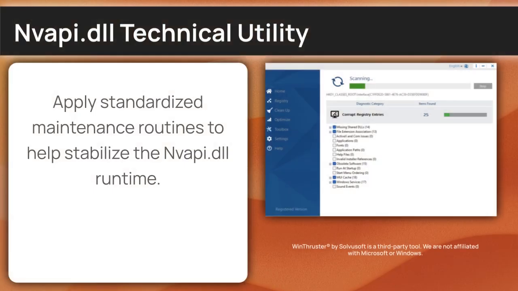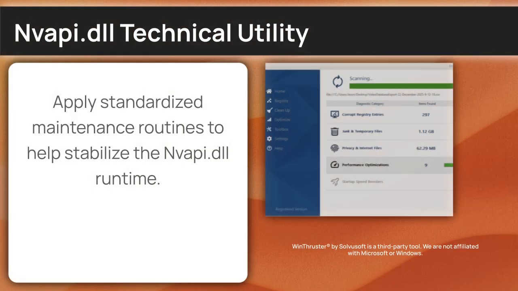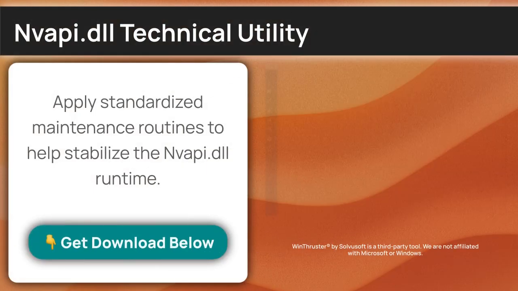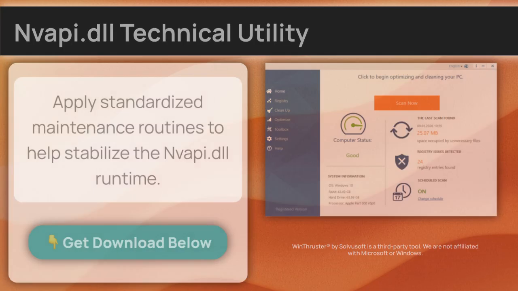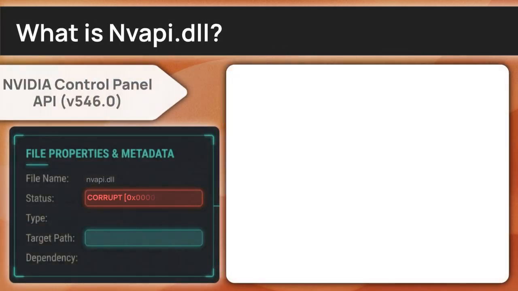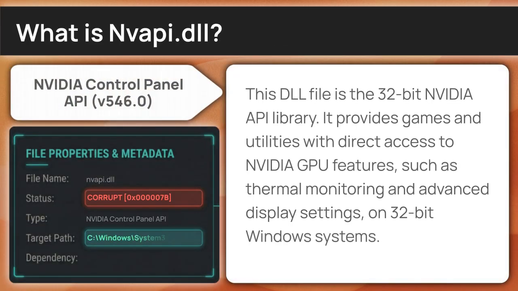As we prepare to resolve Nvidia API, consider using the diagnostic path below to ensure a stable environment for your libraries. This DLL file is the 32-bit Nvidia API library. It provides games and utilities with direct access to Nvidia GPU features, such as thermal monitoring and advanced display settings, on 32-bit Windows systems. Knowing the file's purpose is helpful, but now we need to physically restore it.